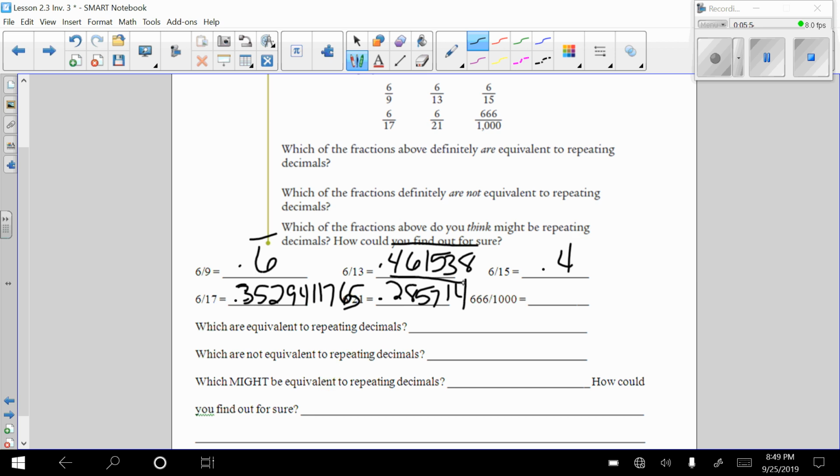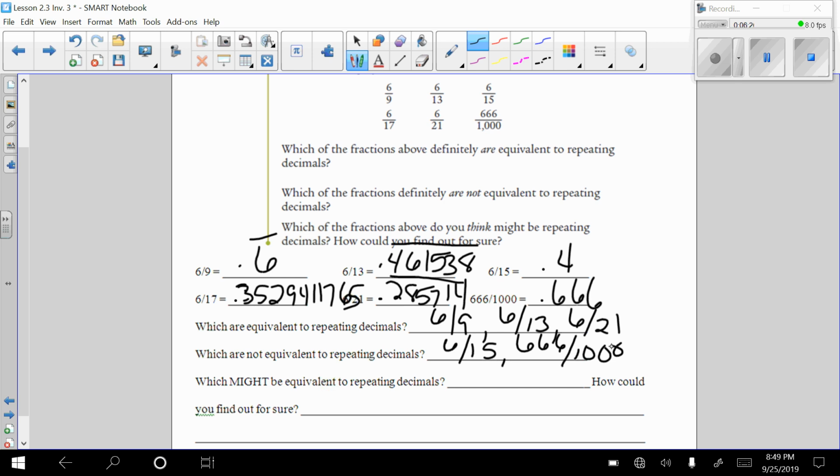And 666/1000 is 0.666. So which of these fractions have repeating decimals? Well, you can see that 6/9 does, and 6/13 does, and 6/21 does. Which ones do not? Well, we're pretty sure 6/15 doesn't. We can see that that terminated. And we can see that 666 terminates.